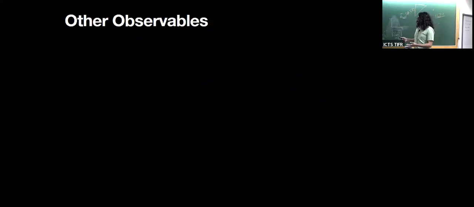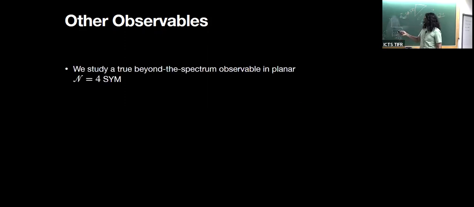Yeah, so to conclude, I have two slides left, just with some conclusions about other observables. So I should comment that we studied a true beyond-the-spectrum observable in planar N=4 super Yang-Mills. In a sense, it's also a really complicated observable, because even though we restrict to 1D, so we reduce the amount of symmetry, the number of states which we have is still the same as we have in 4D. So in some sense, it is harder.